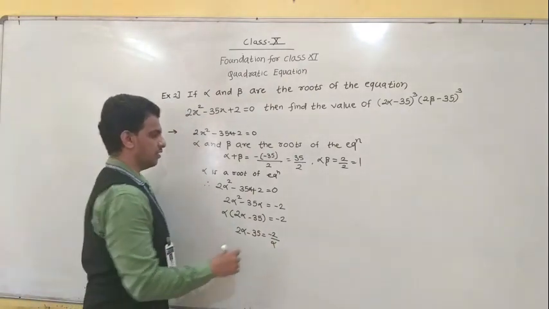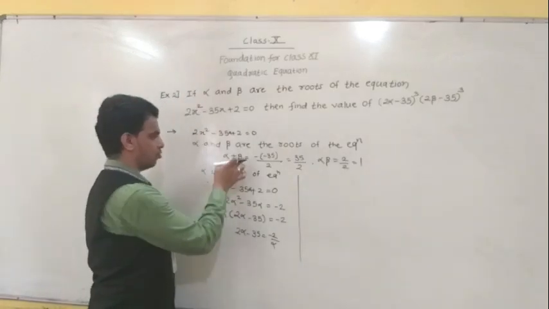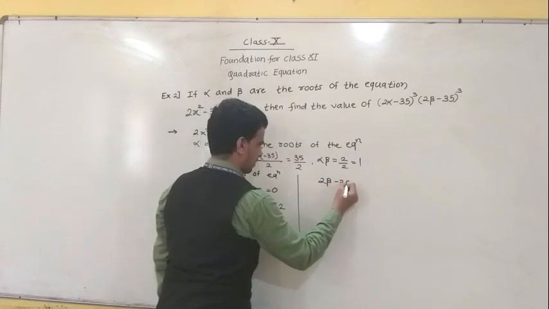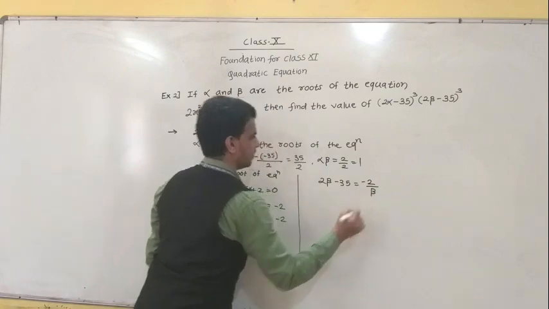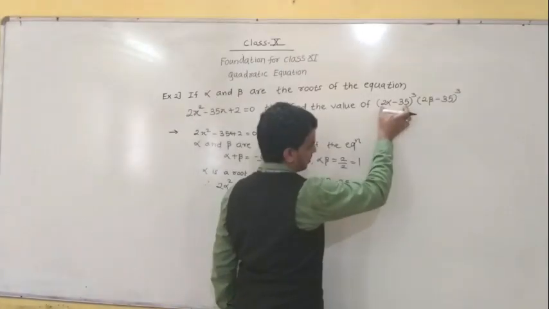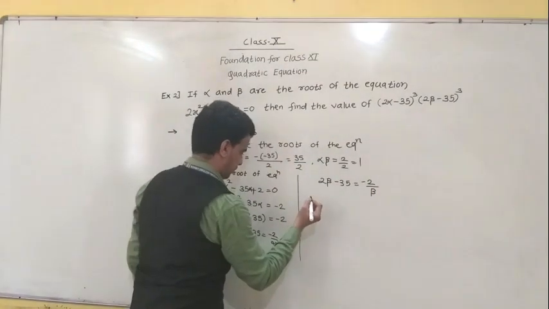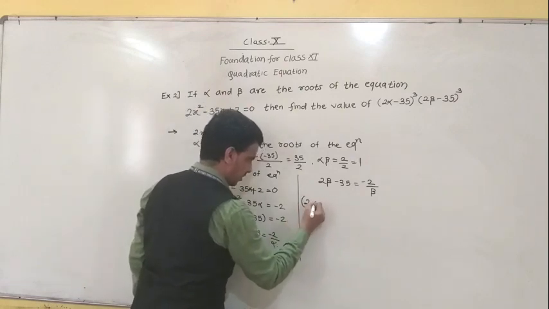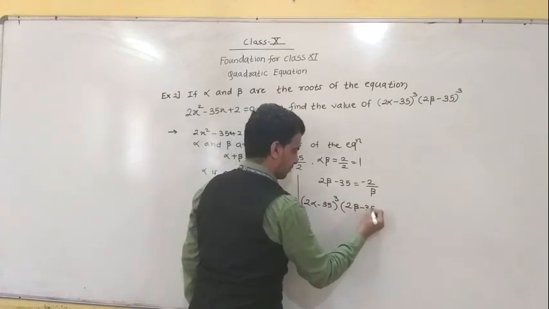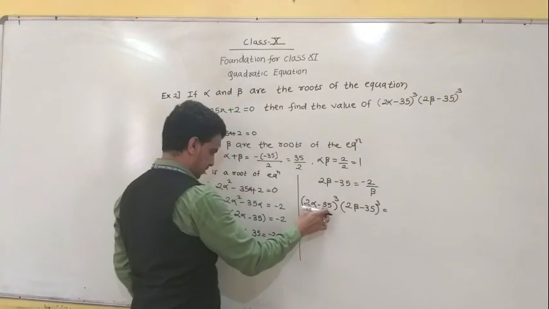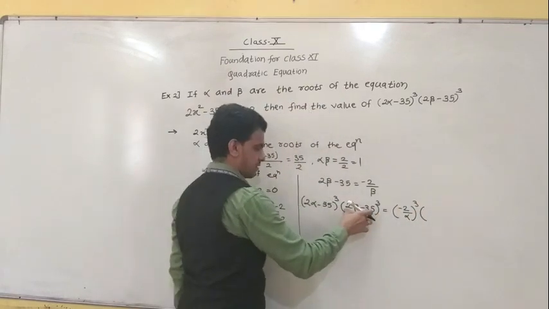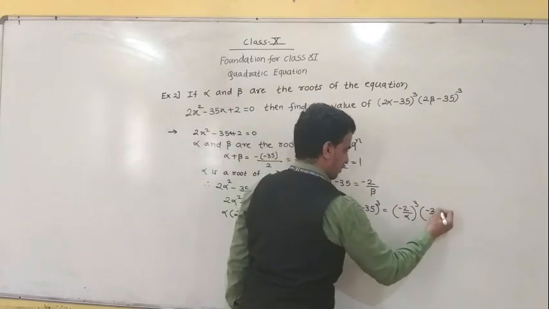Similarly, beta is also a root of this equation, so similarly we get 2 beta minus 35 is equal to minus 2 by beta. Now we have the values of 2 alpha minus 35 and 2 beta minus 35, so now we can find the value. So (2 alpha minus 35) cube into (2 beta minus 35) cube is (minus 2 by alpha) cube into (minus 2 by beta) cube.